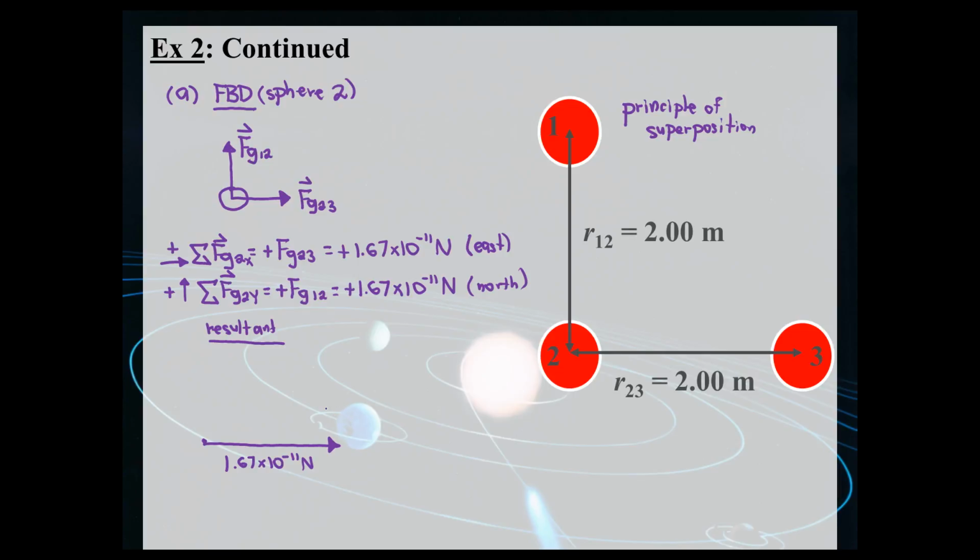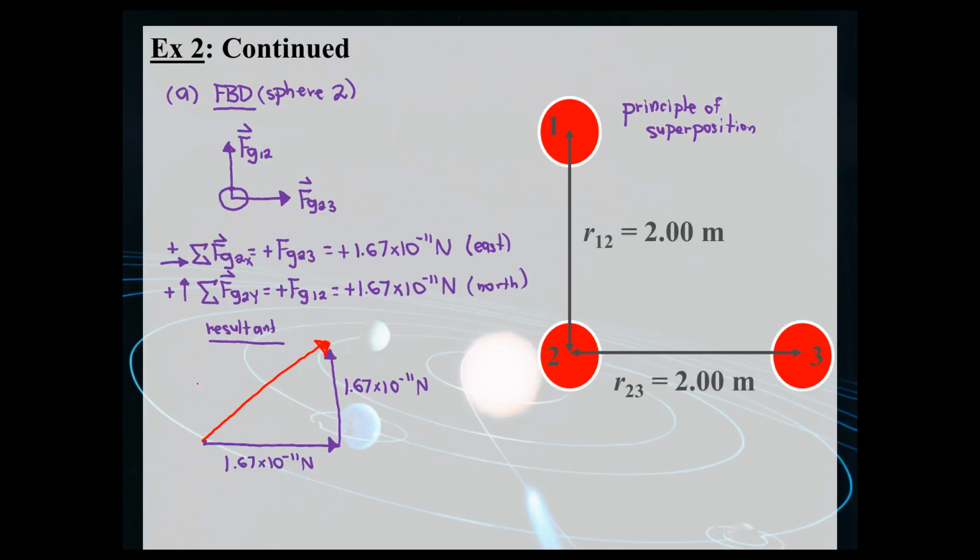And then we add our next vector, tip to tail. So then I would add this vector going north, 1.67 times 10 to the negative 11 newtons. And then what I want here is the resultant vector. So the resultant vector is from the tail of the first vector to the tip of the last one.